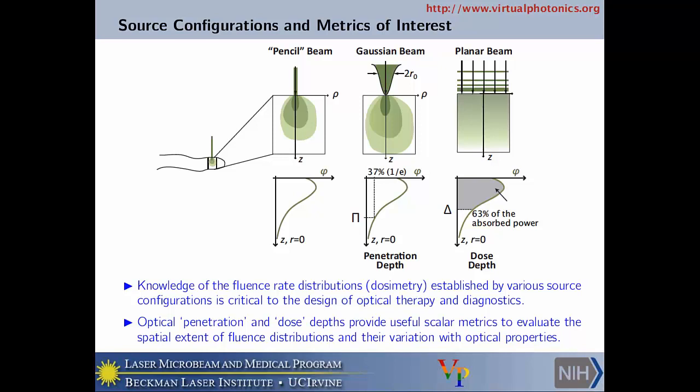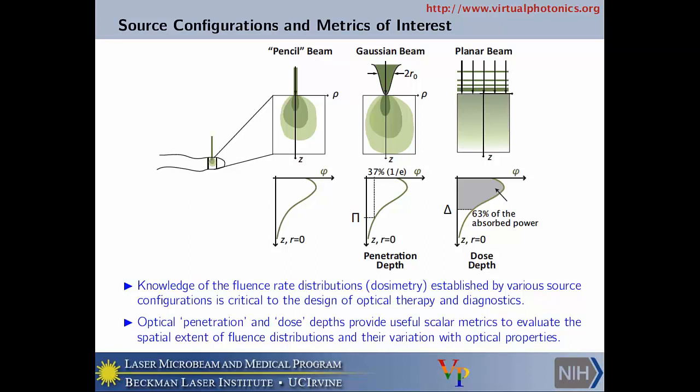There's another consideration which may be distinctly different. Say you're doing therapy and you want to know where most of my light is absorbed. Here, you're not interested in achieving a specific value of intensity. You're trying to figure out where most of my energy was absorbed. So there, you want to take the integral of this distribution and see where most of my light is absorbed. Here, I'm again going to choose one minus 1 over E. So at what depth is roughly 63% of my light absorbed? I'm going to call this a dose depth. Where does most of my optical dose reside in the tissue?